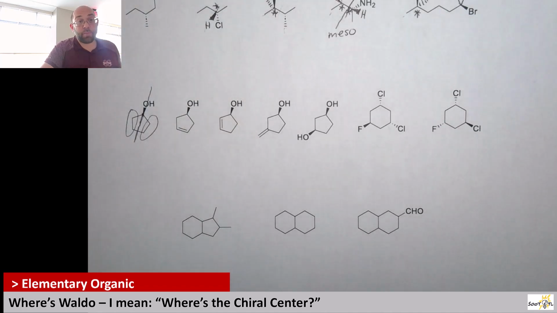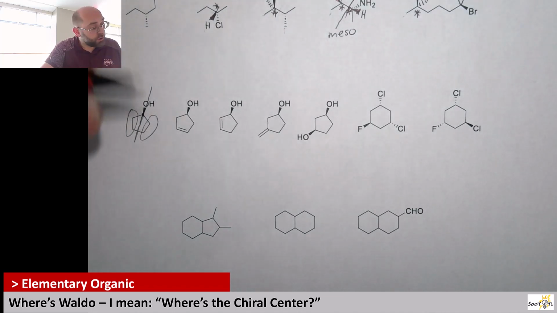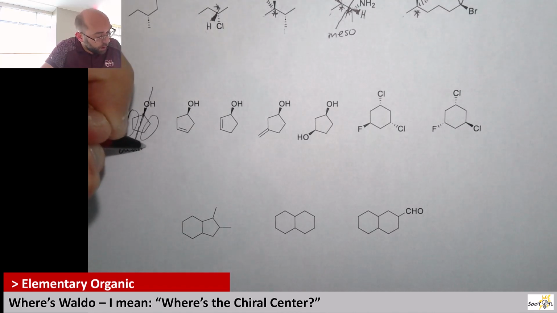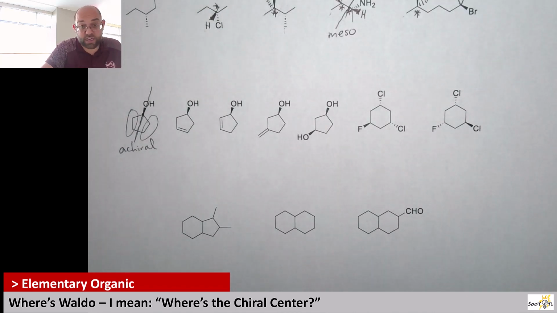Those look like a mirror image of one another. So this doesn't have 4 different groups. It really only has 3 different groups because of the symmetry that you see on either side here. So this would be another achiral molecule because it doesn't have any chiral centers.